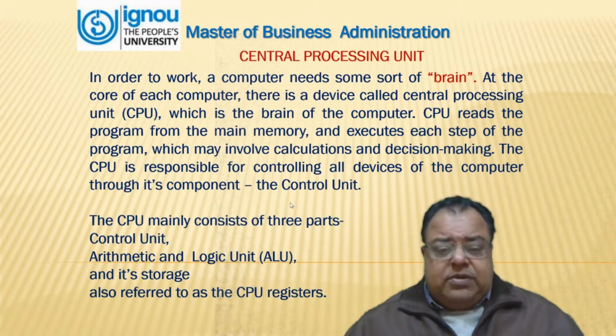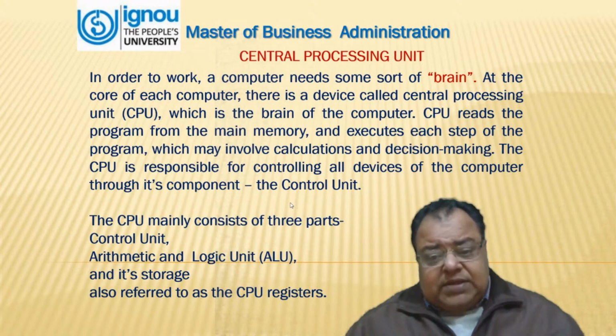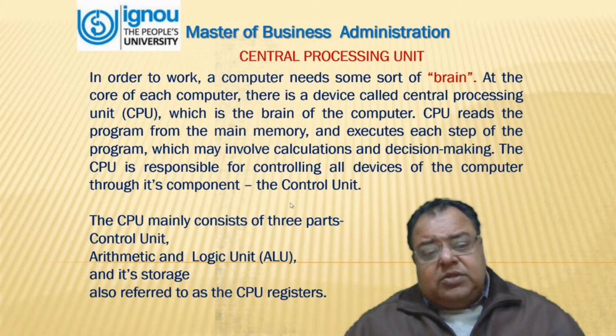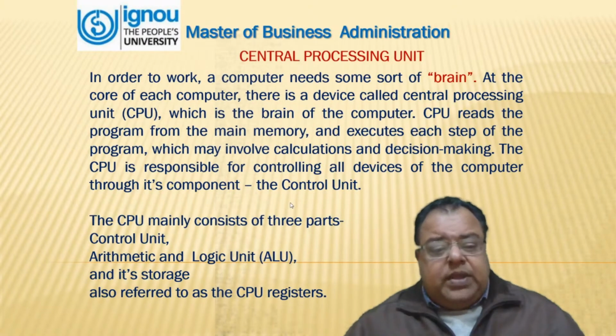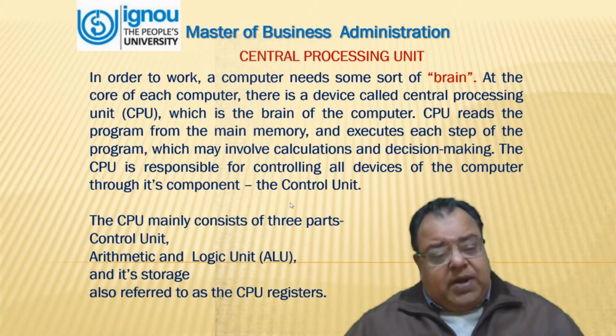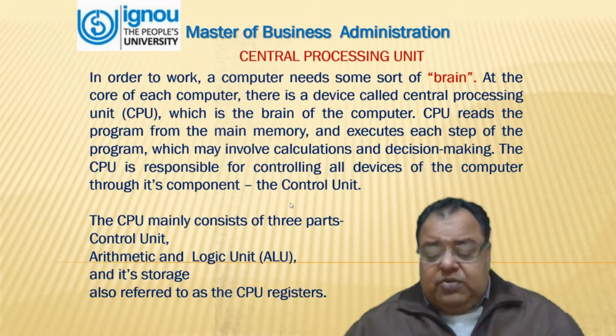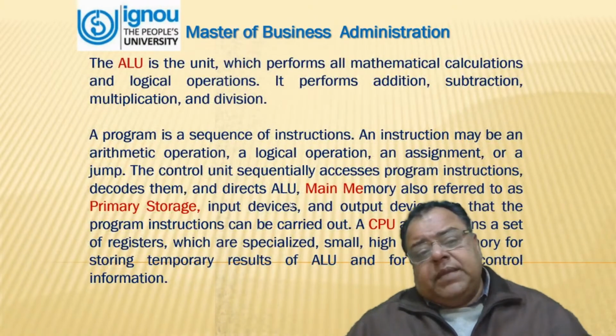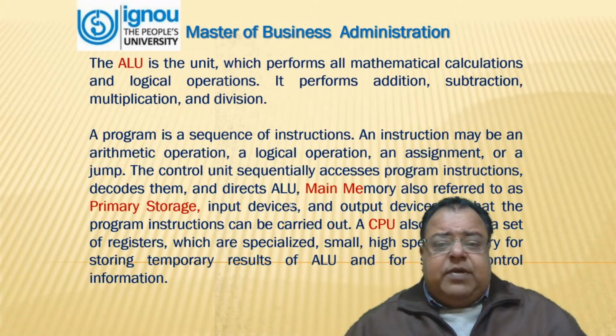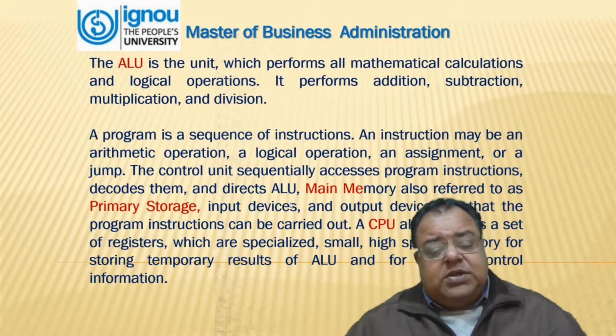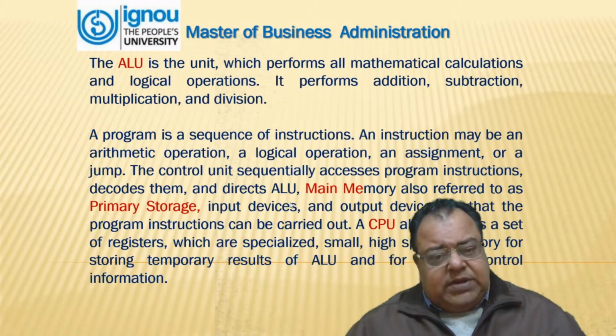The CPU is responsible for controlling all devices of the computer through its component, the control unit. The CPU consists of mainly three units: control unit, arithmetic and logic unit, that is ALU, and its storage, also referred to as CPU registers. The ALU is the unit which performs all mathematical calculations and logical operations. It performs addition, subtraction, multiplication, and division.